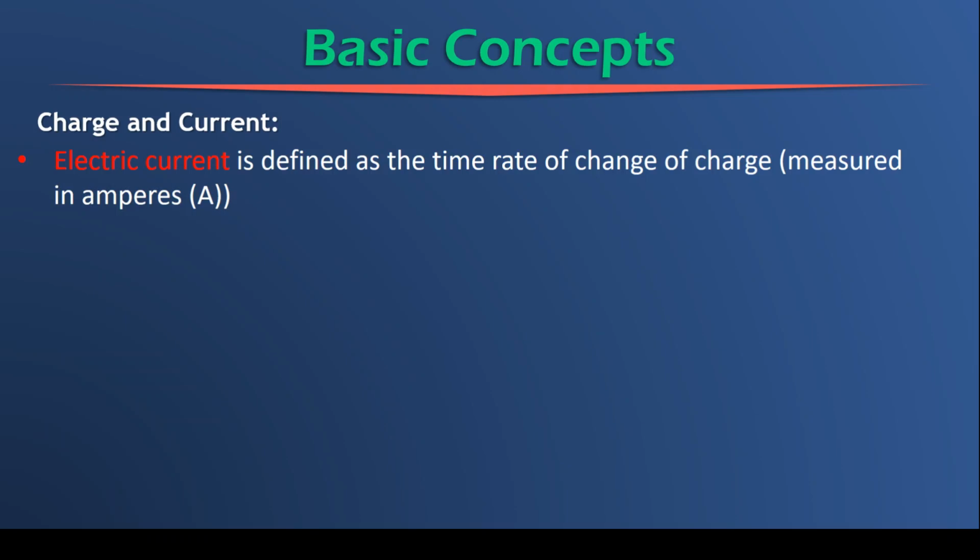What about electric current? Electric current is defined as the time rate of change of charge, and that is measured in amperes. So from that definition, we should be able to pick up that the current is equal to the rate of change of charge with respect to time, or the derivative of the charge with respect to time. Again, from previous modules, you would have remembered that the current is equal to the charge divided by the time. That will be at any fixed particular instance.